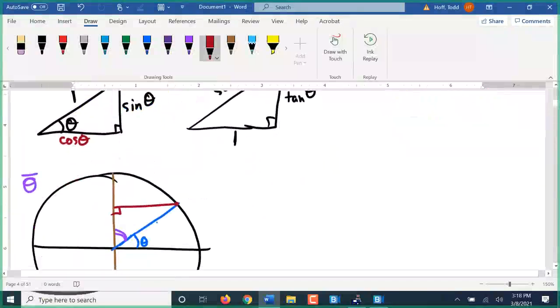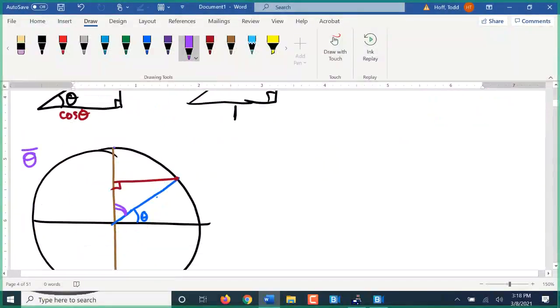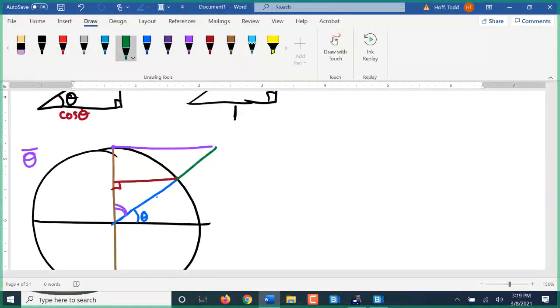Now I can finish this picture off. The cotangent of theta would be that length. Cosecant of theta would be that length, right? CSC is cosecant. COT is cotangent. So all these trig functions are parts of the circle.